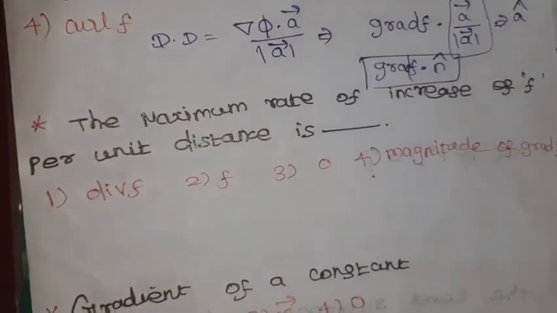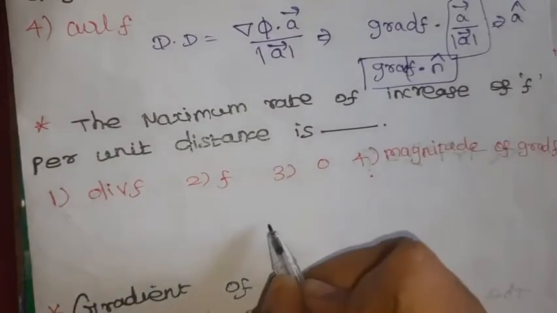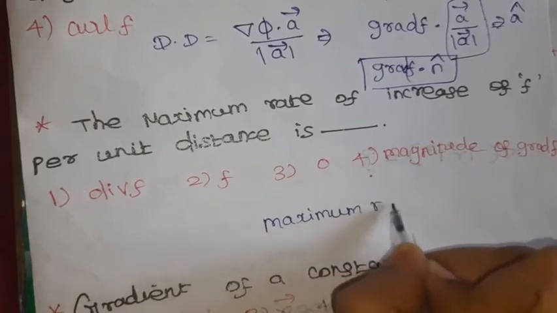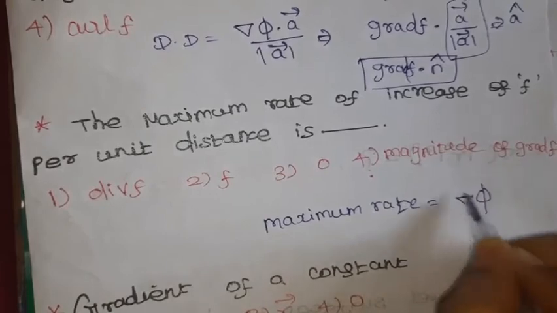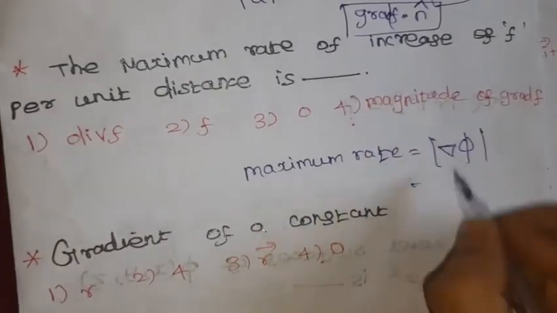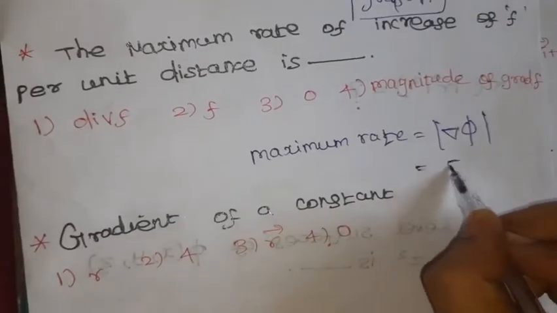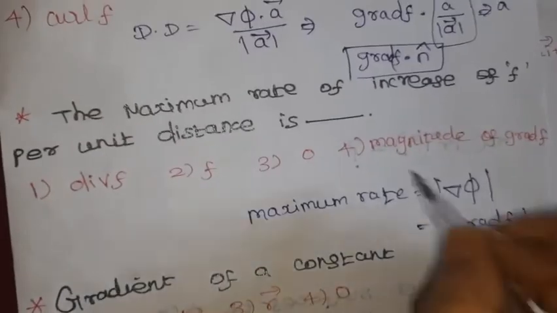Then the maximum rate of increase of f per unit distance. Whenever it asks for the maximum rate, it means the magnitude of the given function. So modulus of grad f. The magnitude of grad f is nothing but the maximum rate of increase.